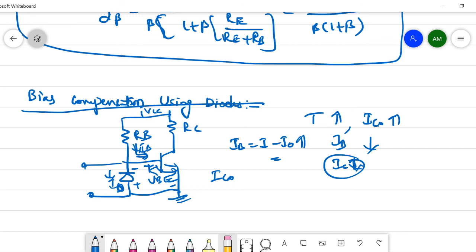This method of bias compensation does not need a change in IC to affect the change in IB, as both I0 and ICO track almost equally with the change in temperature. So finally, when the temperature increases, the reverse leakage current ICO also increases. When it increases, the base current is reduced. When the base current is reduced, the collector current remains constant. So this is about the bias compensation method using diodes. Thank you.